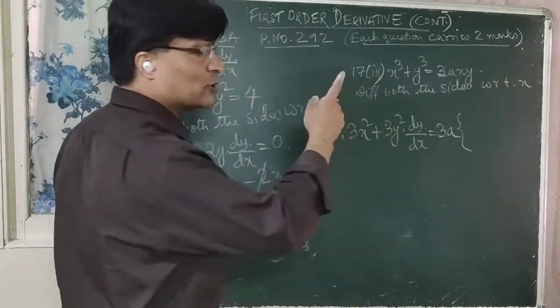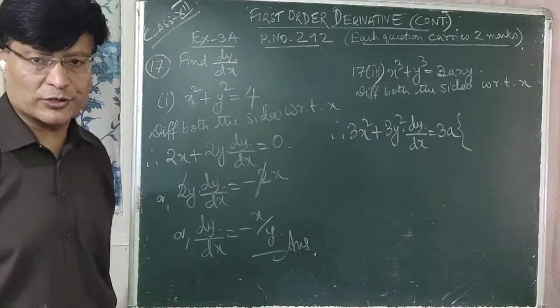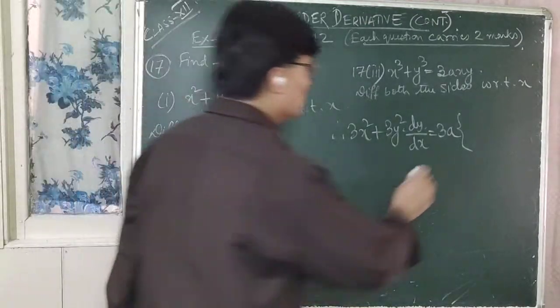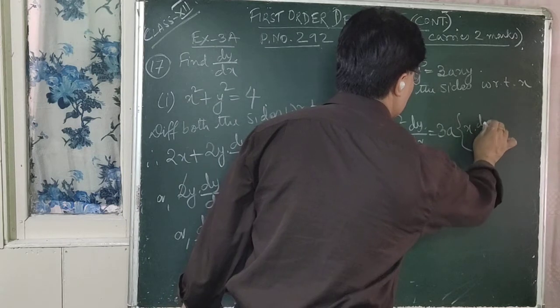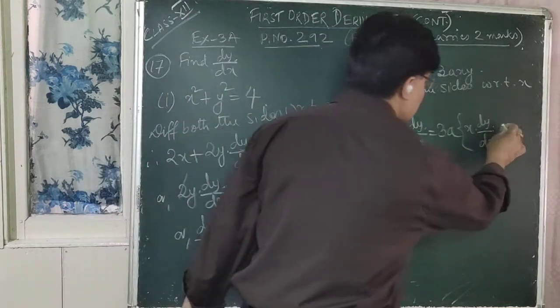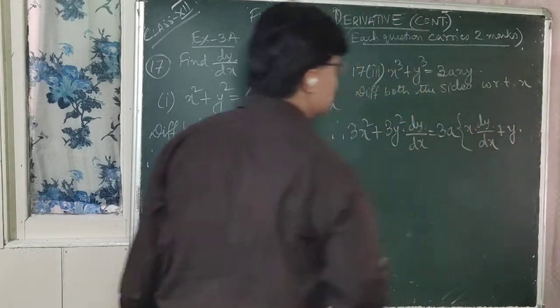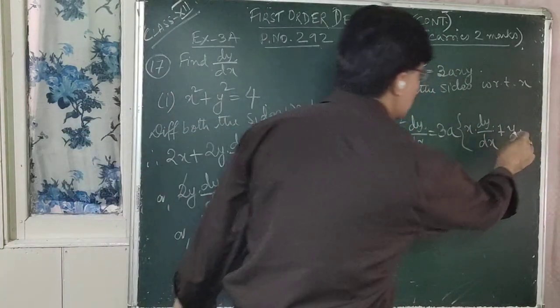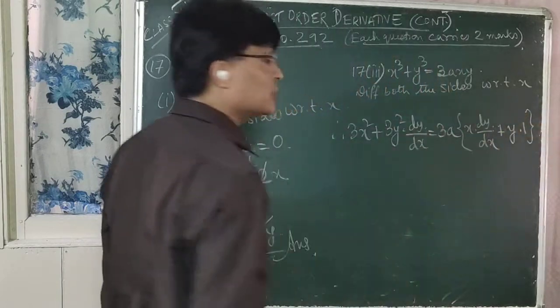Let us differentiate xy. This is the product of two different functions. So you can use the UV rule. X is kept as it is into the differentiation of y with respect to x, dy by dx, plus y is kept as it is into, what is d by dx of x? It is always 1. So the second bracket is closed.